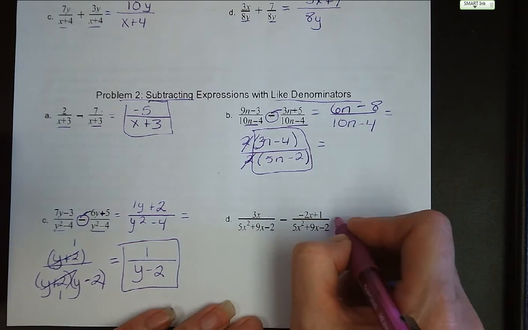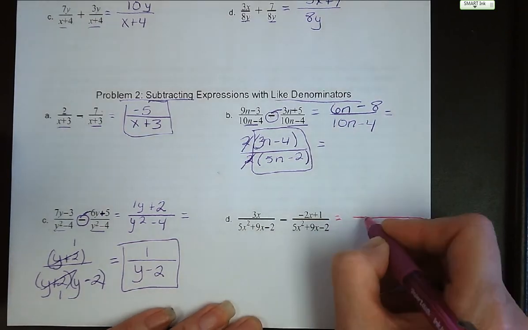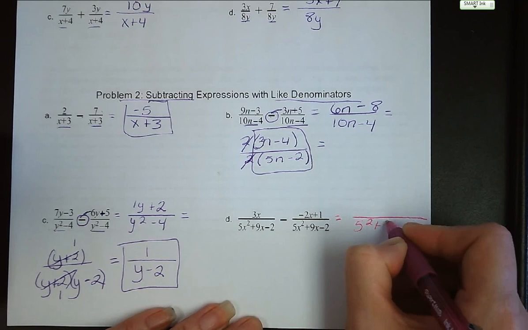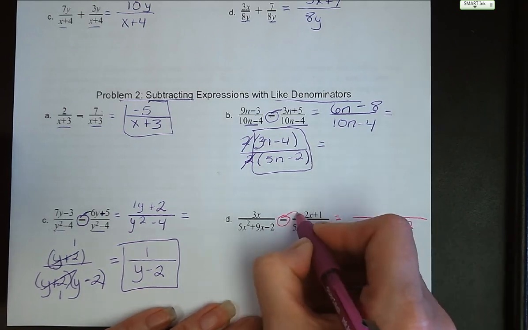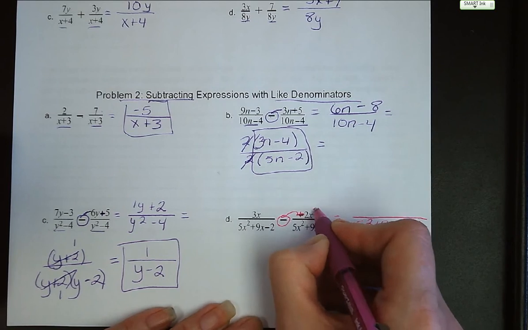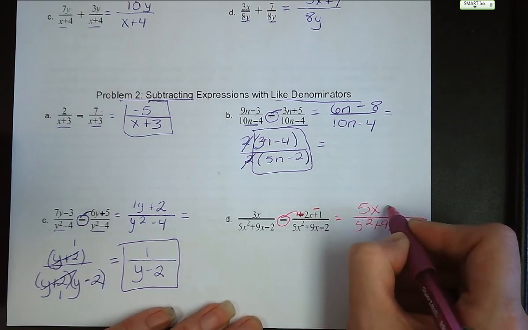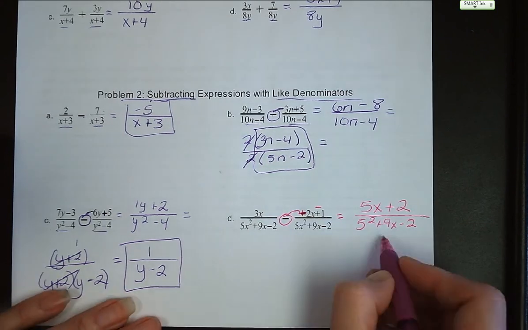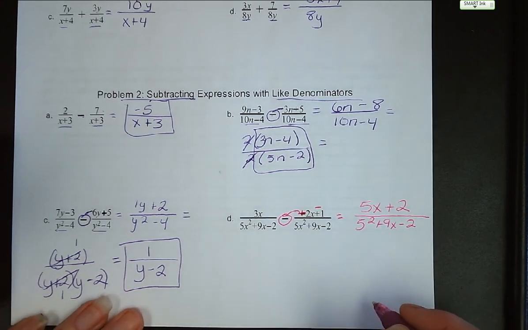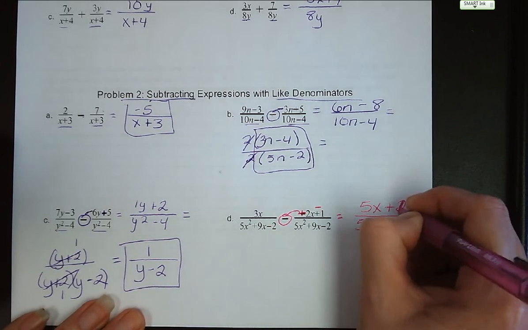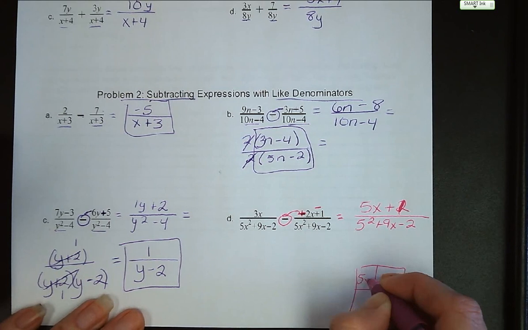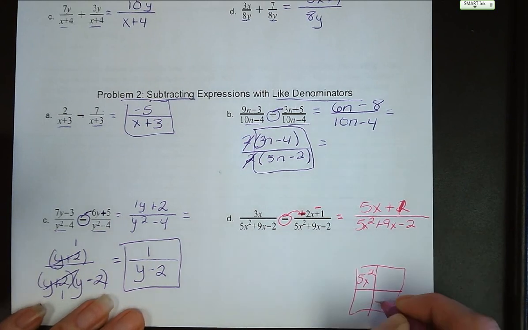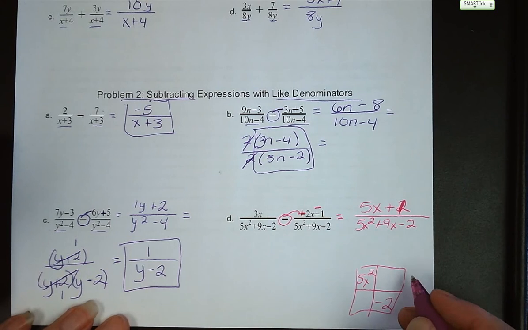Letter D. First we need to subtract, and we're going to leave our denominator there, 5x squared plus 9x minus 2. So we have 3x plus 2x is 5x, and plus 2 plus 1. Now we need to factor that denominator, so we're looking for factors of negative 10 that add up to 9. Well, so we're going to have a positive 10 and a negative 1x.